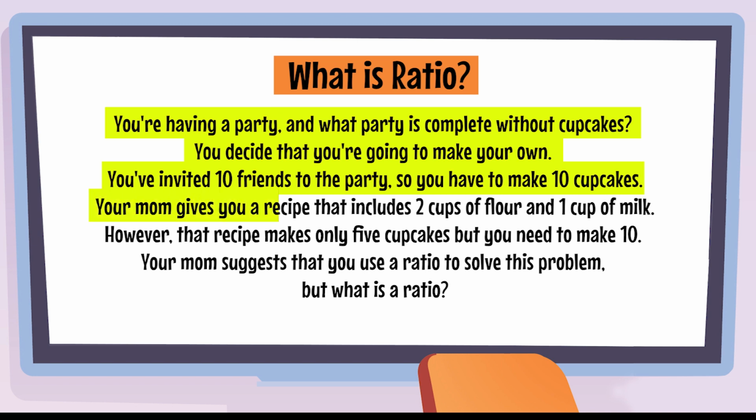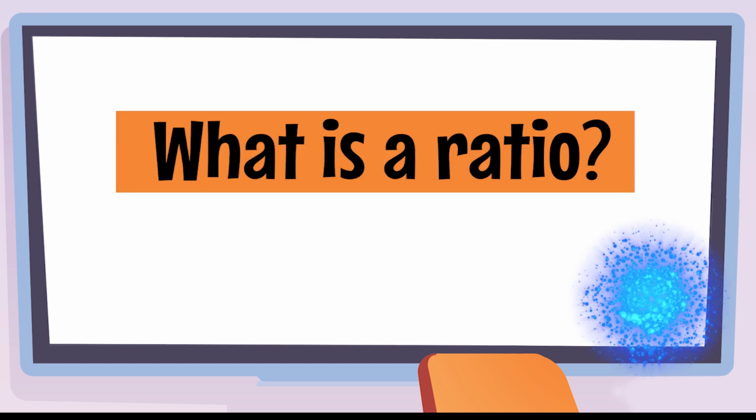Your mom gives you a recipe that includes 2 cups of flour and 1 cup of milk. However, that recipe makes only 5 cupcakes, but you need to make 10. Your mom suggests that you use a ratio to solve this problem. But what is a ratio?